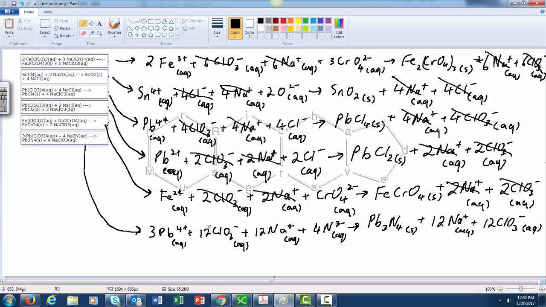And for the last one, these are the like terms, the 12ClO3 minus and the 12Na plus, and again all we're left with is what forms the solid. So these are all the answers that we're going to have for the net ionic equations for these particular exercises.